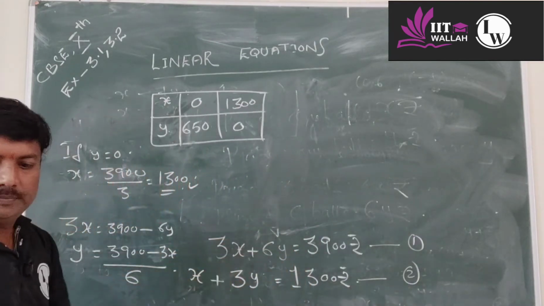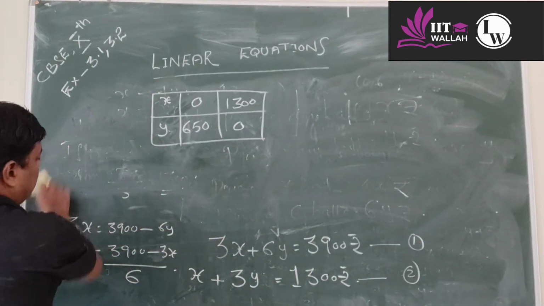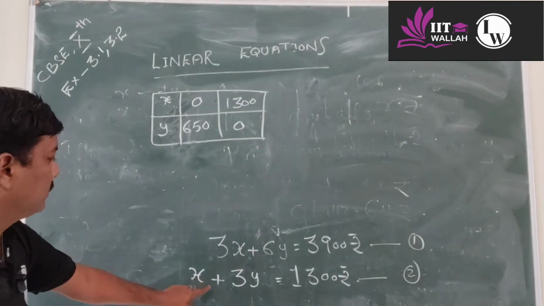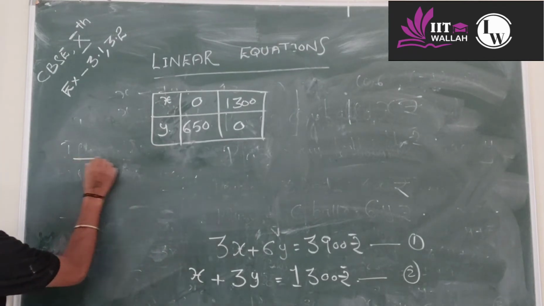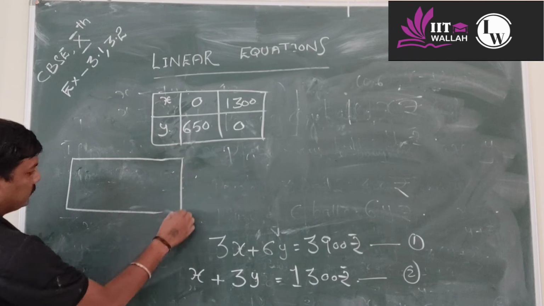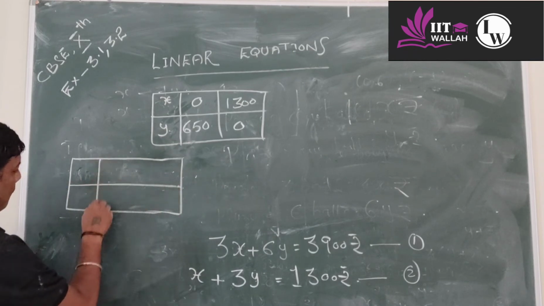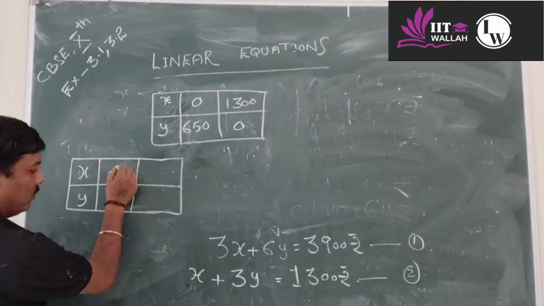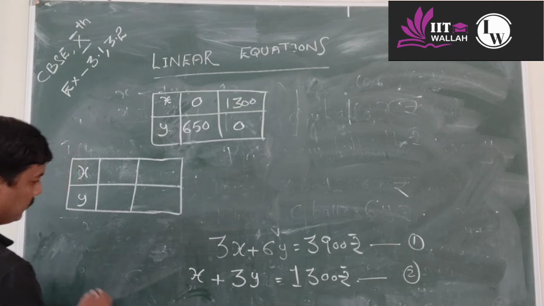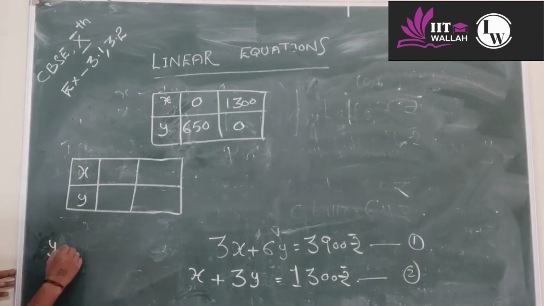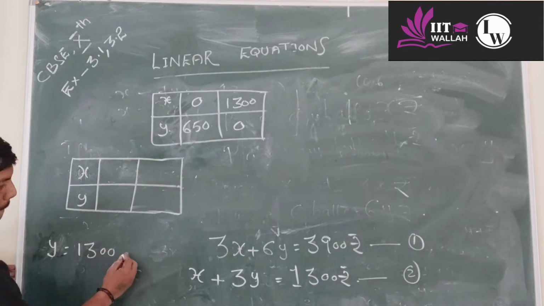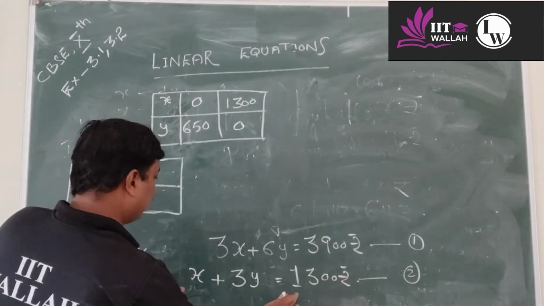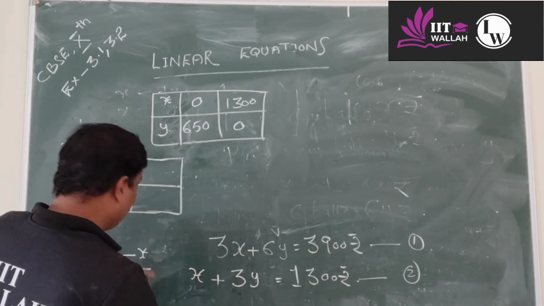Now we can check the second one. From this you can understand that y is equal to (1300 minus x) by 3. Take x there: 1300 minus x is equal to 3y. So divided by 3 is equal to y.